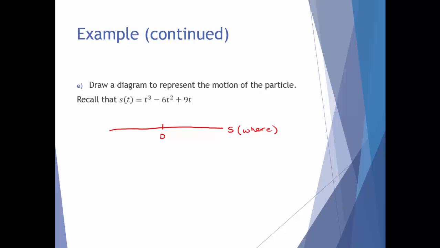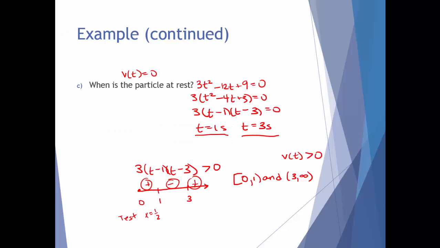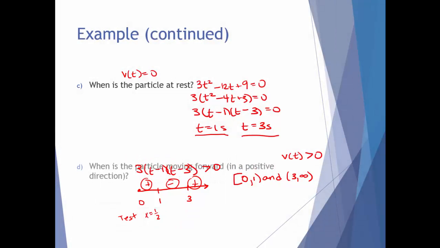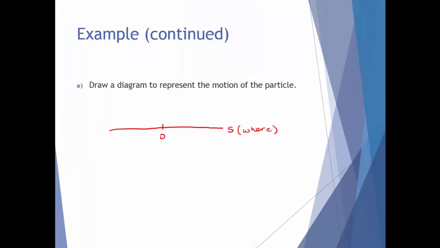So what we know from the previous slide is that our particle between 0 seconds and 1 second is moving in a forward direction, is moving to the right. Between 1 second and 3 seconds, it's moving to the left, and from 3 seconds on, it's moving to the right again. So if I know that starting at 0 seconds, it starts at a position of 0 and starts to move towards the right, when does it stop moving towards the right? At 1 second. So the question is, where is it at 1 second?